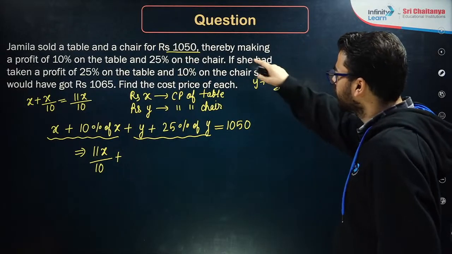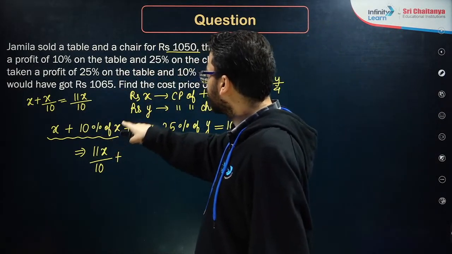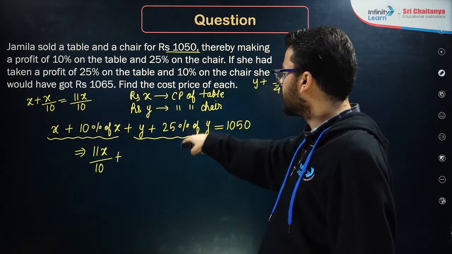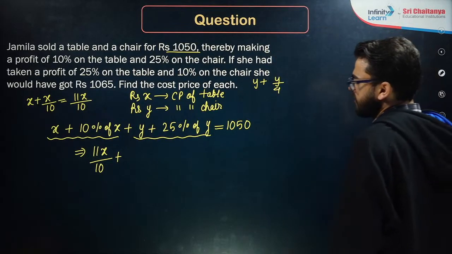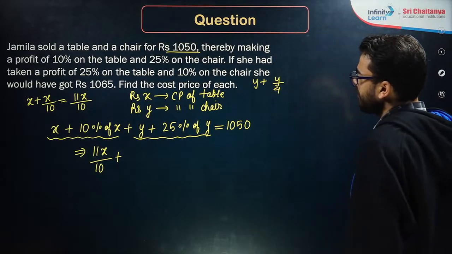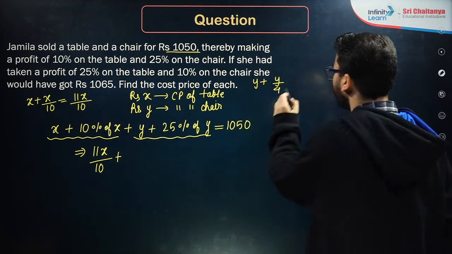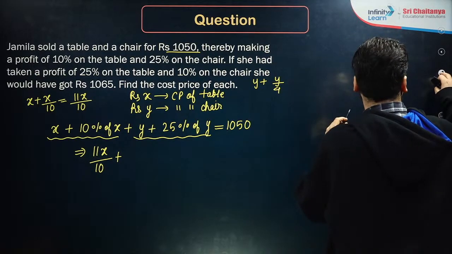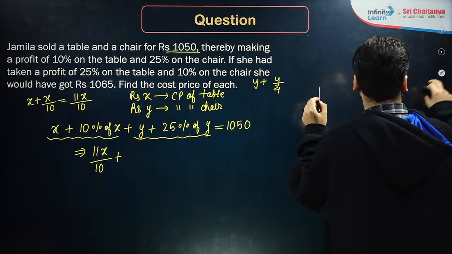रुको, एक बार चेक करने दो. प्रॉफिट ऑफ 10% ऑन द टेबल एंड 25% ऑन द चेयर. चलो ठीक है, कोई बात नहीं, उससे फिर सिंप्लीफिकेशन. चलो कोई बात नहीं, दिस इज नथिंग बट 5y by 4. ठीक है, कोई नहीं.